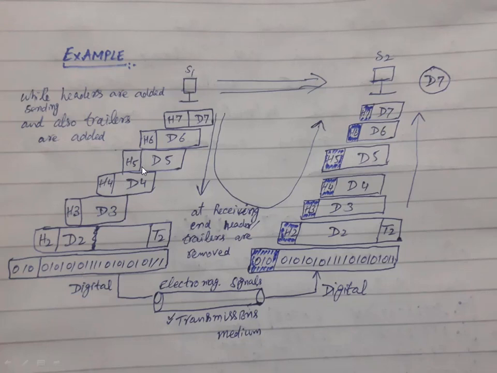and from system 1 the data comes here in digital form, as electromagnetic signals using this transmission medium, and this digital data goes through the transmission medium, and this transmission medium converts that digital data into analog, and then again it is transferred in digital form to the next physical layer.